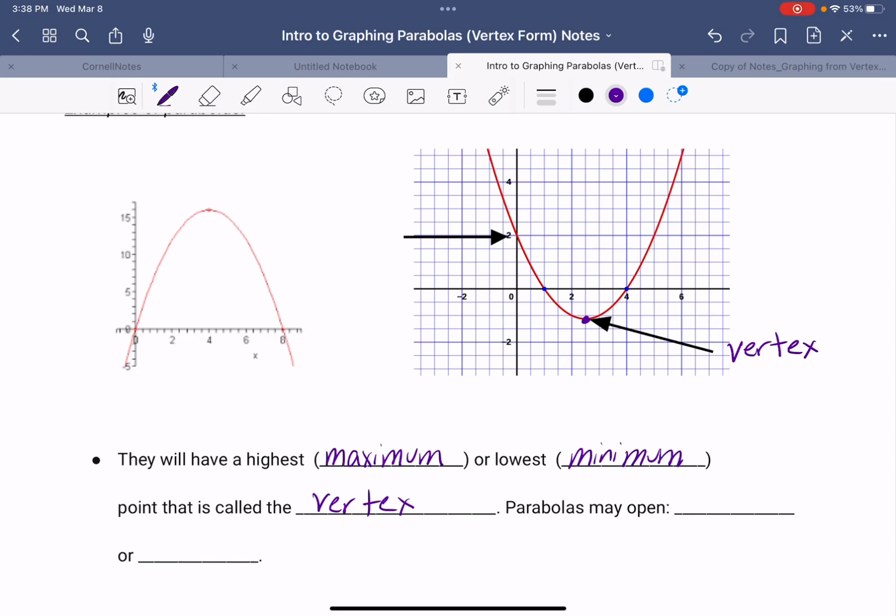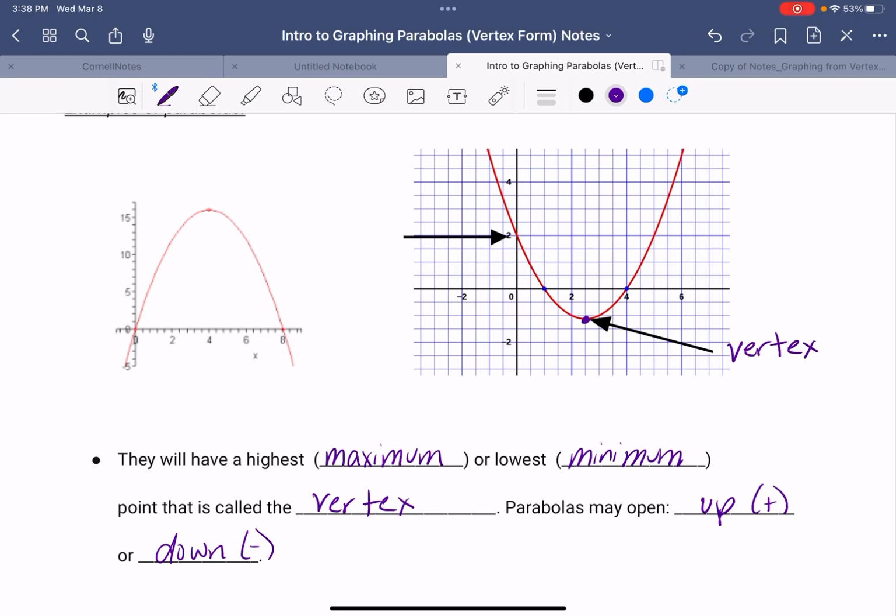Parabolas may open up. That's a positive direction. So this, for example, is opening up. This one is opening down and is going in the negative direction, okay?